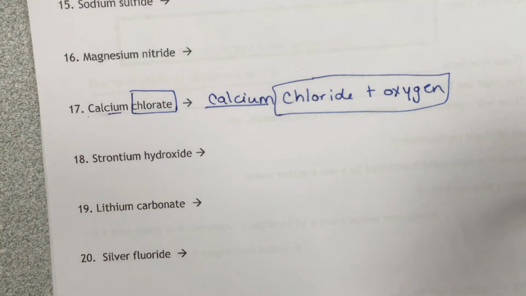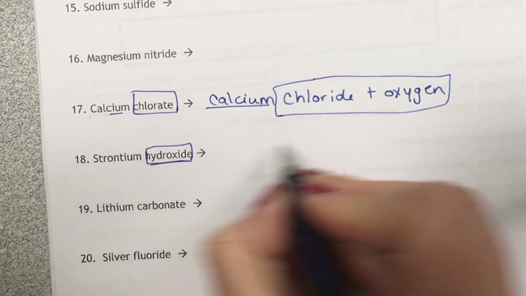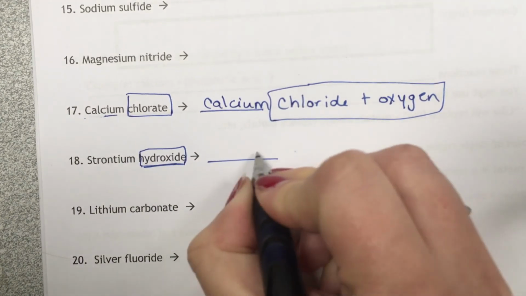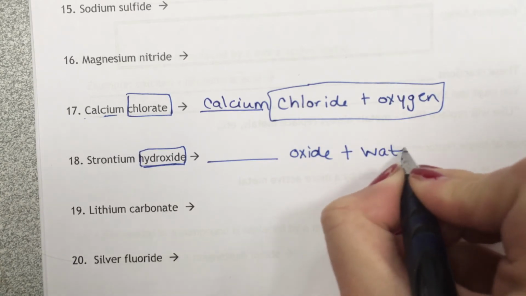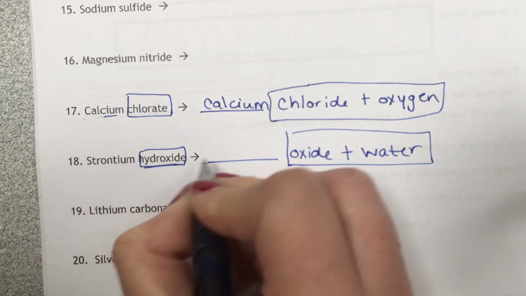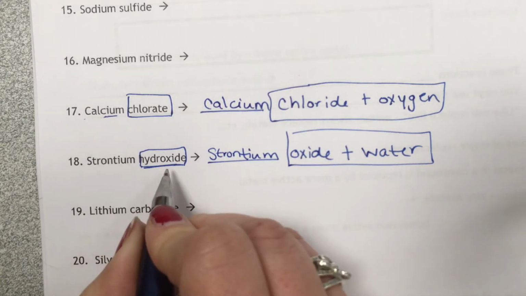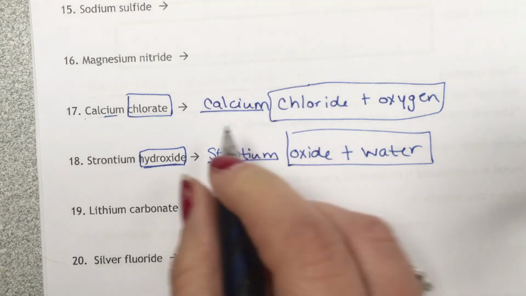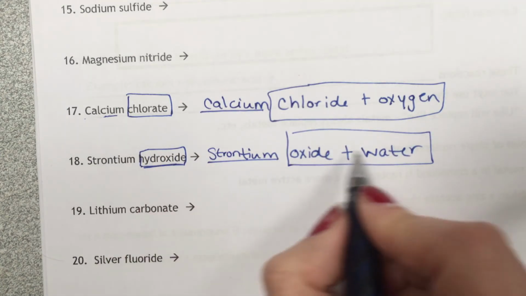Strontium hydroxide, that's another one of our special conditions. So anytime you see hydroxide, you're going to have the metal with oxide plus water. Okay, so anytime you have hydroxide, you're always going to have this part. And the metal here in this case is strontium. Okay, so it would be strontium hydroxide would yield strontium oxide plus water. Okay, so anytime you see chlorate, you'll have chloride and oxygen. Anytime you have hydroxide, you'll have oxide and water.